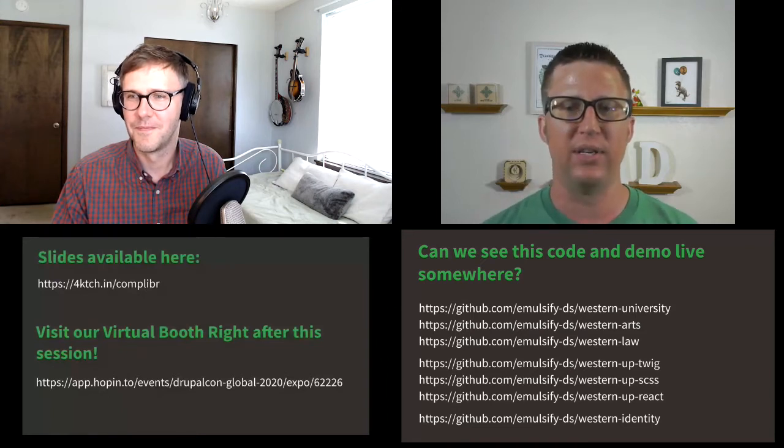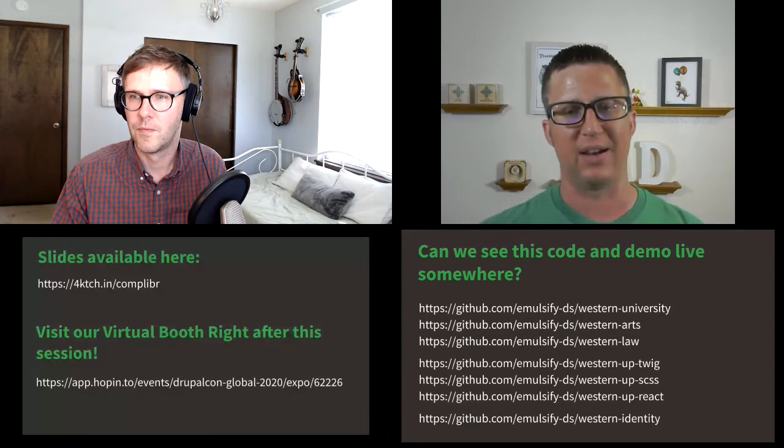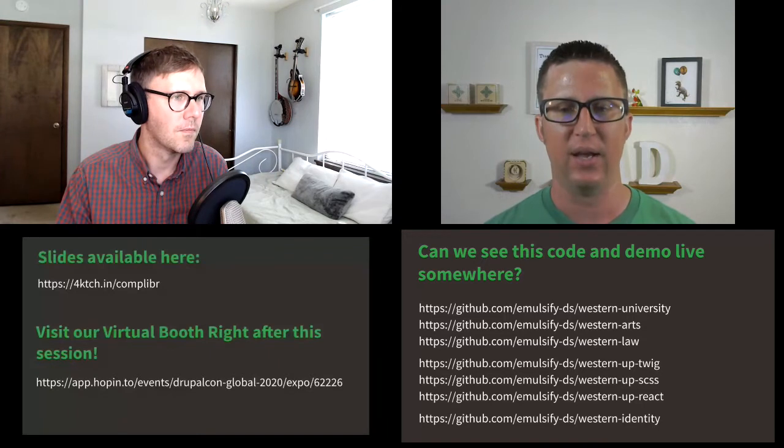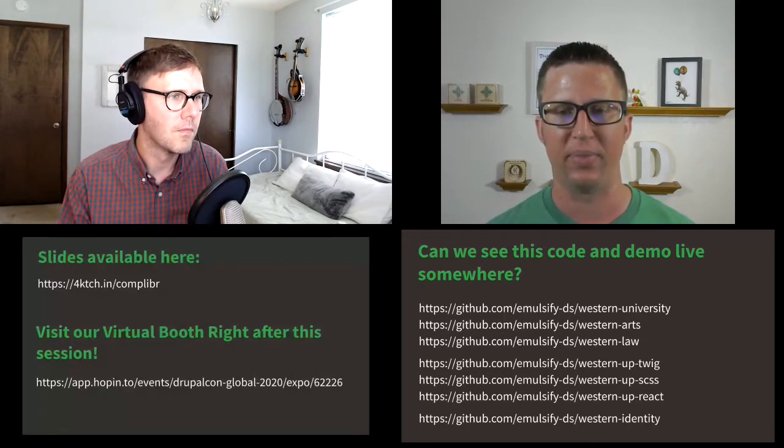The first two you see here, the Western University and Western Arts, are Drupal sites. The third, the Western Law site, is actually a Gatsby and React app consuming the Sass files. So all of them are sharing the same styles, but they're written using different markup languages, if you will.